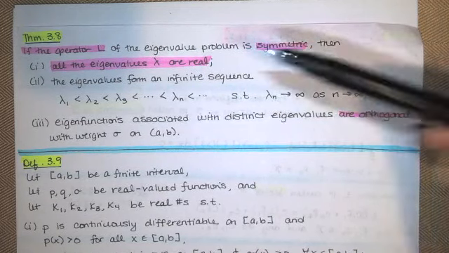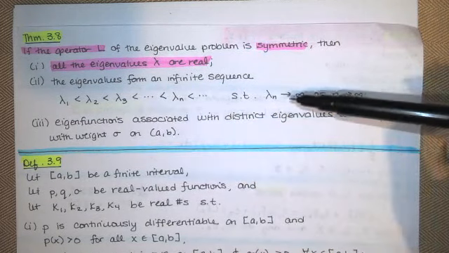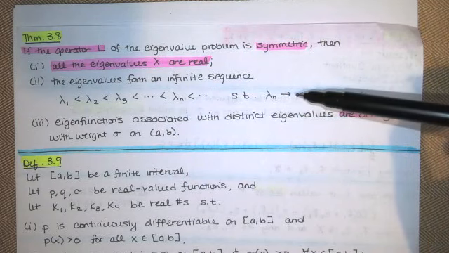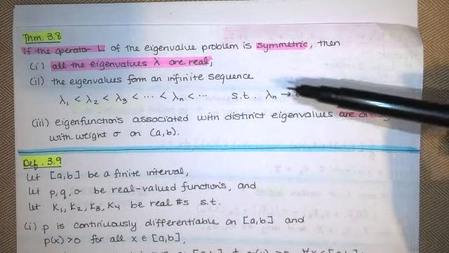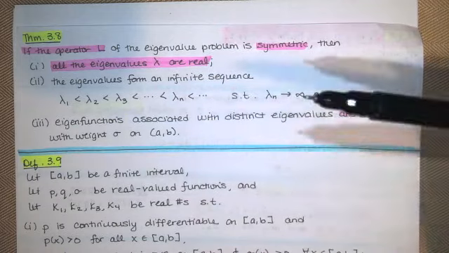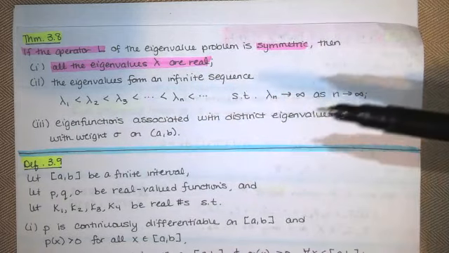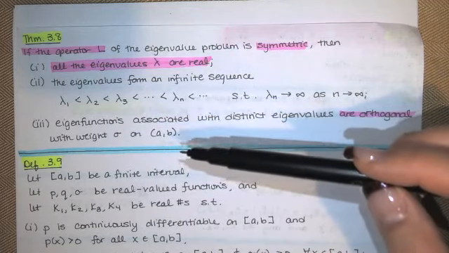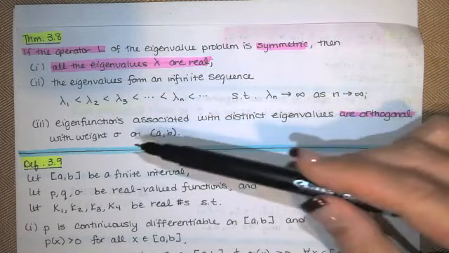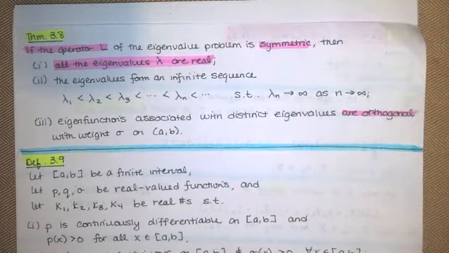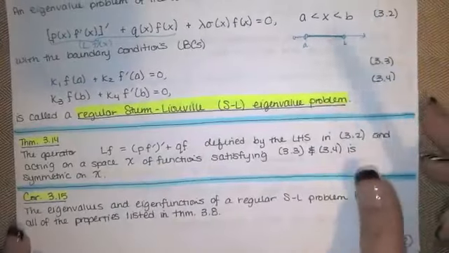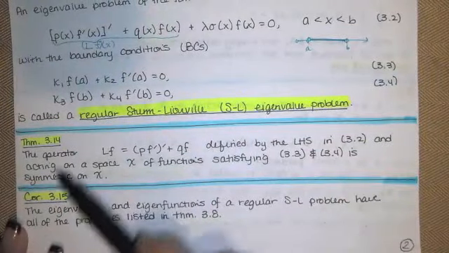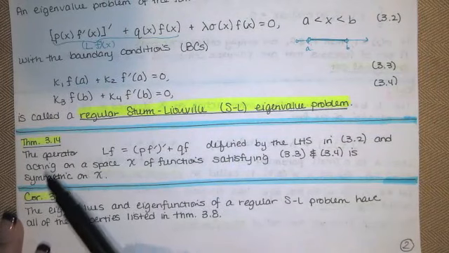The eigenvalues will be real. They'll form an increasing sequence. As n goes to infinity, the lambda sub n will go to infinity. And we're going to have eigenfunctions, f sub 1, f sub 2, f sub 3, that go with these lambda sub 1, lambda sub 2, lambda sub 3. Those eigenfunctions are going to be orthogonal with weight sigma on the interval from a to b. And that is just summarized in these two facts.